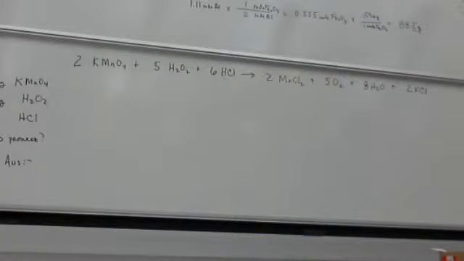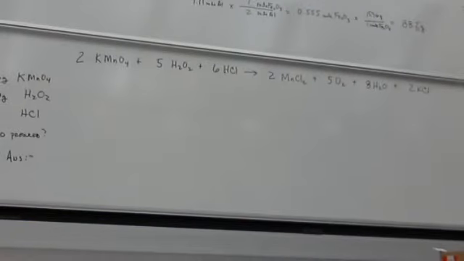Okay, he did 15.8 grams KMnO4 divided by 158 grams, and you got 0.1 moles. You're looking for water, so then multiply H2O by 8/2. It gives you 0.4 moles of H2O, times 18 is 7.2. You got it right.